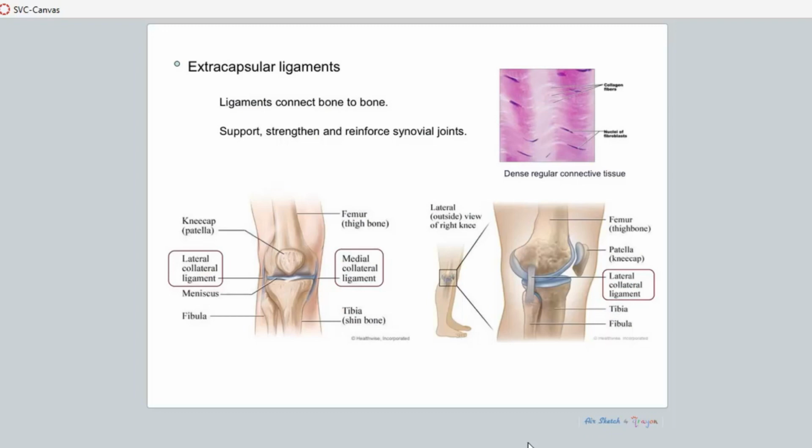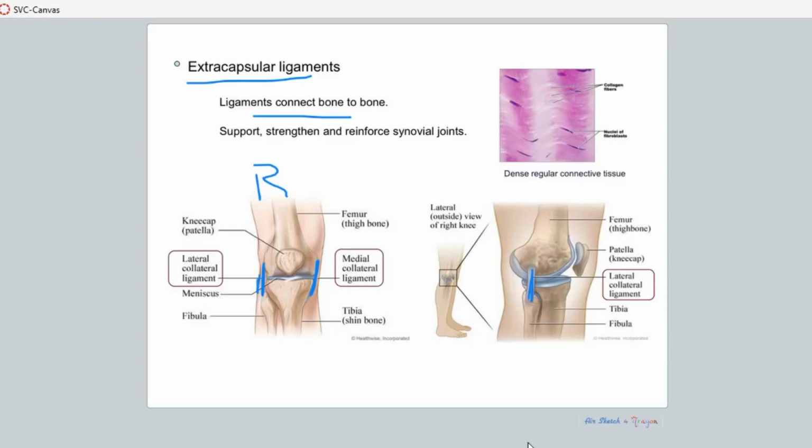So synovial joints can also have what we call extracapsular ligaments. These are ligaments that are outside the joint capsule, and these connect bone to bone. We find these in the knee joint among other places, and there's two main ones. There's a lateral collateral ligament and there's a medial collateral ligament here. So this would be the right leg. This is the lateral collateral ligament, medial collateral ligament. There it is over there.